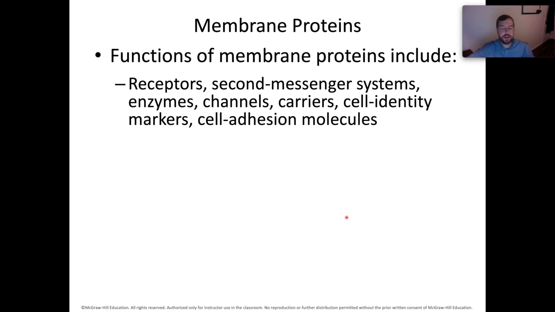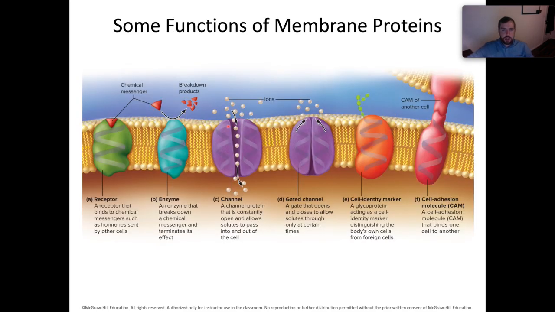Okay. So these have many, many different functions. If any cell communicates with the outside, it's through one of these proteins. So they can be receptors, second messenger systems, enzymes, channels, carriers, just about anything. If you can think of a cellular function, odds are it's carried out by a membrane protein. So here's some that I want you to key in on. These will be our key examples here.